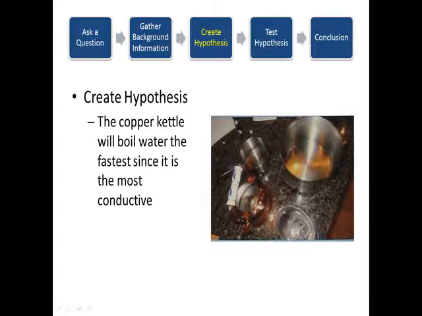So then, based on the background research, they made their hypothesis that the copper kettle should boil water the fastest since it's the most conductive. They will compare the kettle with the 3 other methods mentioned earlier. So they did a good job of using their background information here to lead them to their hypothesis, which they will now test.